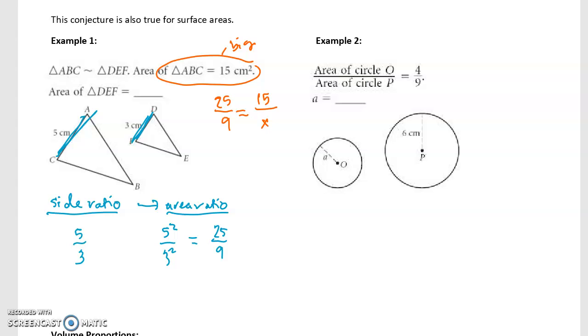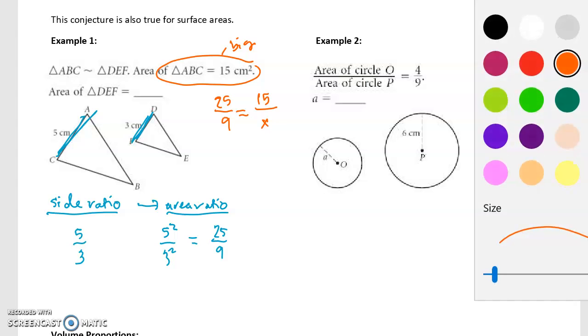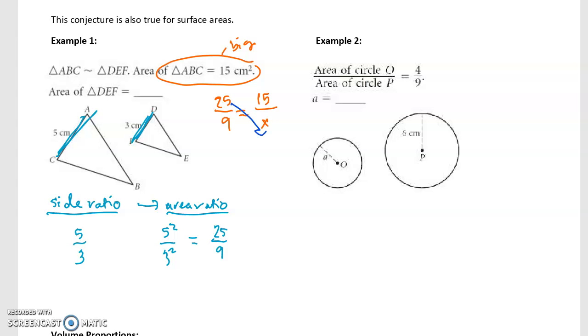So notice how this area isn't actually a multiple of 25. Like it's not a multiple or a factor of anything. That's okay. We just need to know the area ratio. So then we're going to use our cross products. It gives us 25x equals, let me do some mental math here, 135. And then we're going to divide by 25 on both sides.